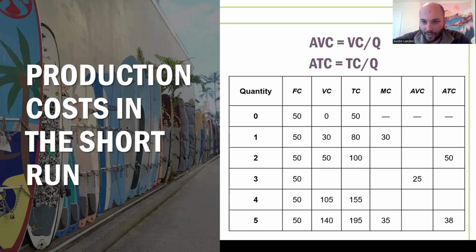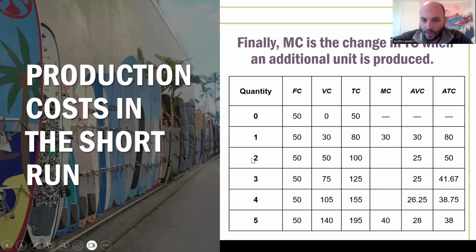All right, having done that, we can also do some averages by dividing by the quantity. Right, so we need some average variable and average total cost. Wherever we have variable and total cost filled in now, we can get to our averages by just dividing by quantity. So for example, we want the average variable cost of producing 2 units. It's going to be 50 divided by 2. All right, so we just filled in all of our averages based on what we had in our totals divided by quantity.